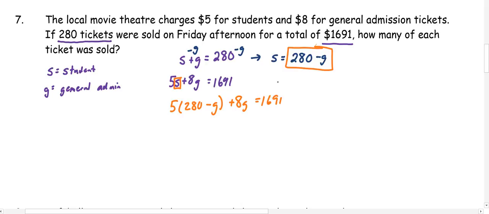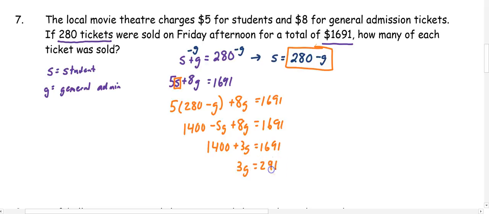So when I distribute, I get 1,400 minus 5G plus 8G equals 1,691. When I combine like terms, I get 1,400 plus 3G equals 1,691. I can subtract 1,400 from both sides, so I get 3G equals 291. And when I divide by 3, G is 97.